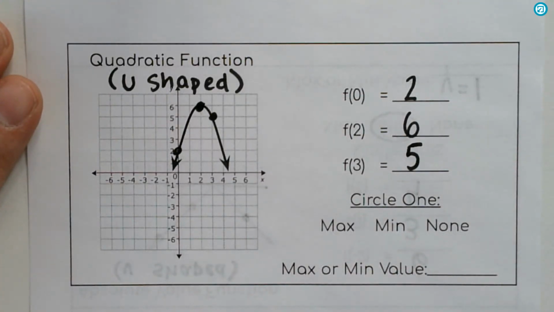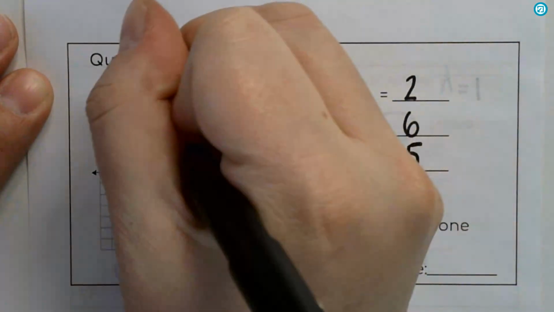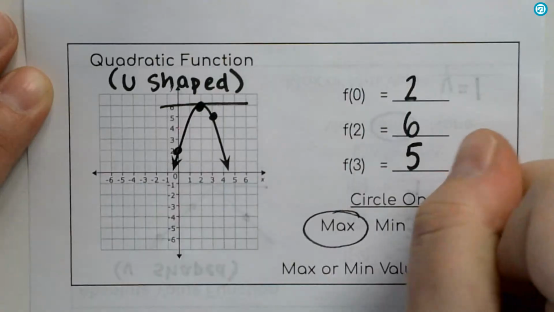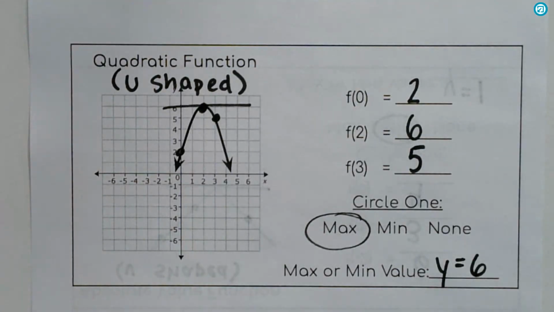Okay, does this graph have a high point or a low point? A high point, so would that be a max or a min? Max. So this graph has a high point, it's a maximum, and that is at y equals 6. Groovy. Hey, any questions? Hey, go ahead and stop this video then.